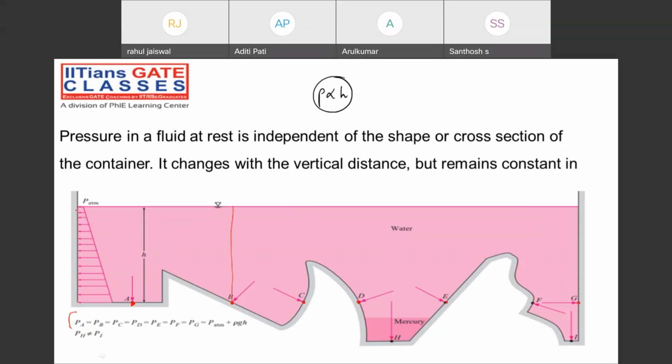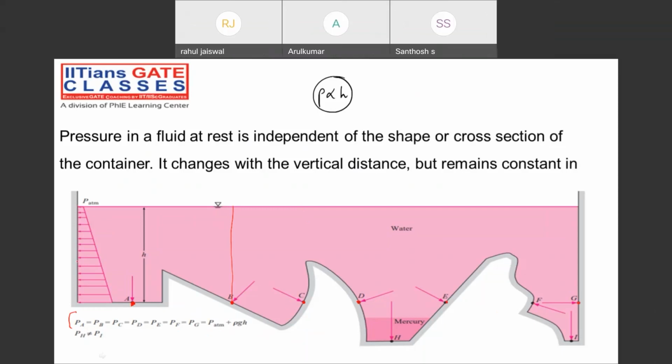That does not depend on the size or shape of the container. It may be rectangular, somewhat triangular, or curved, something like this. But it does not depend on the shape or the cross section. It only depends on the vertical distance from the free surface. That's it. Right.